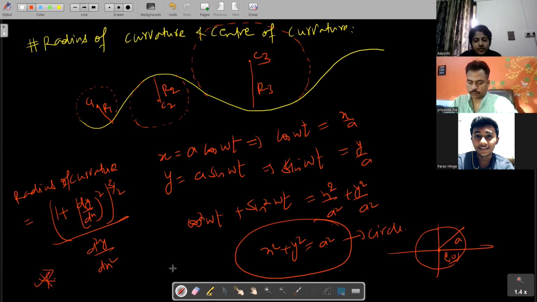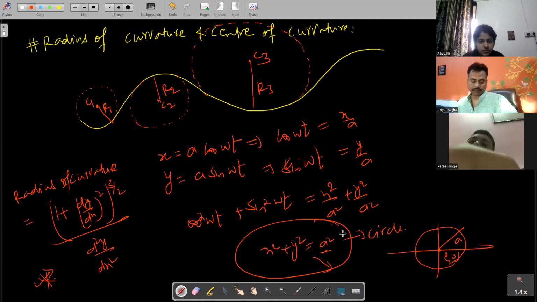Sir, after x square plus y square is equal to a square, I didn't understand the radius of curvature formula. This is the equation of a circle whose center is at (0, 0) and radius is a. And the radius of the circle is known as the radius of curvature because the curve is a circle only. Right? Or not right? Understood now?